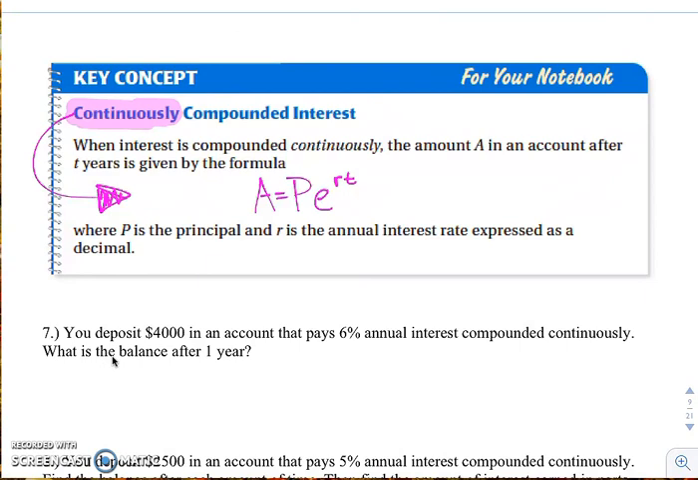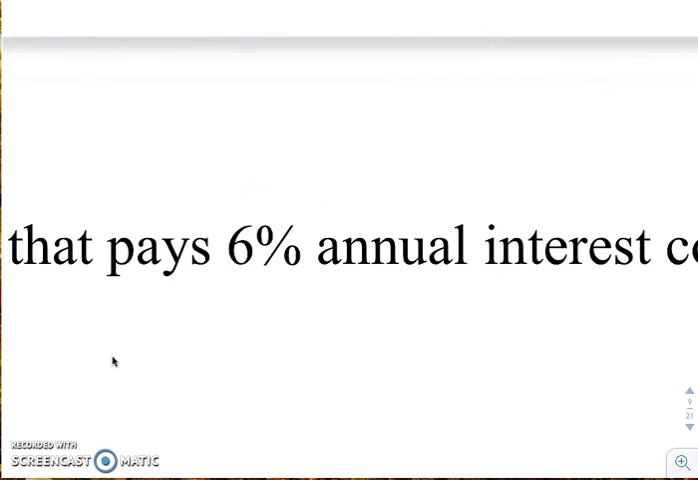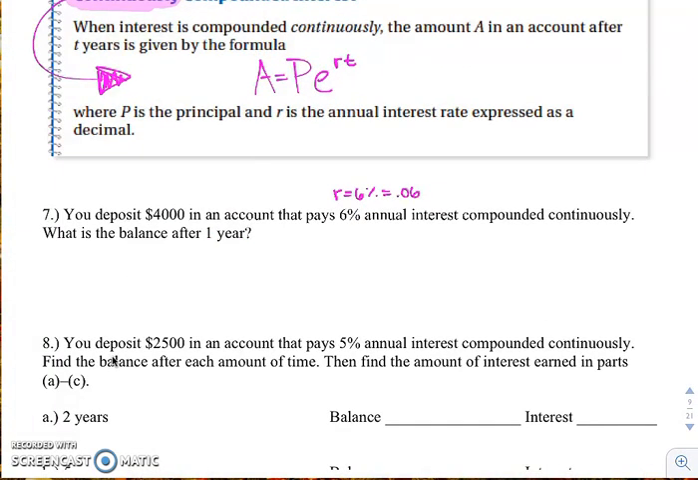So for number 7, it says you deposit $4,000 in an account that pays 6% annual interest compounded continuously. What is the balance after 1 year? Your A, your P, your r, and your t, they're all the same thing. t is your time, r is your rate, P is your principal. So in example 7, if we're depositing $4,000, that's going to be our P. Our time is 1 year, and our rate is 6%, which equals 0.06 as a decimal.